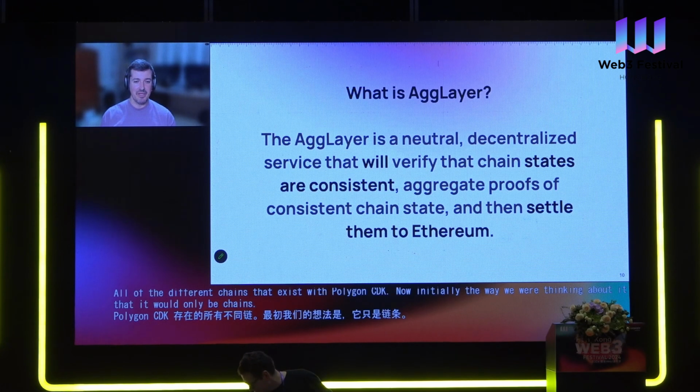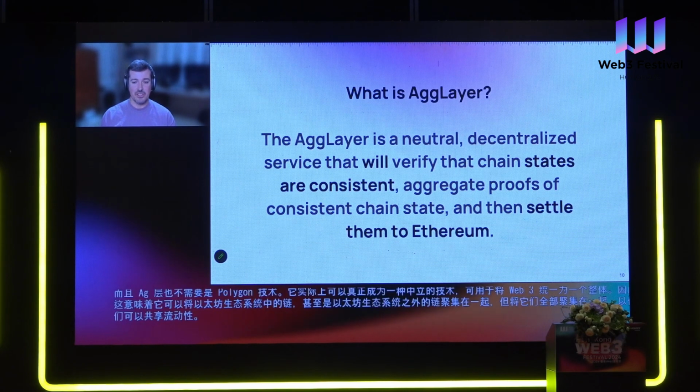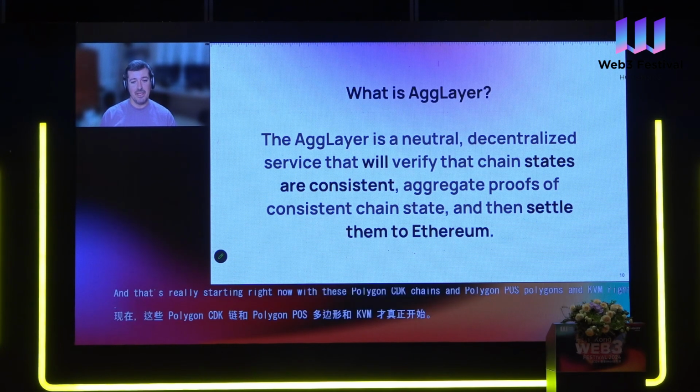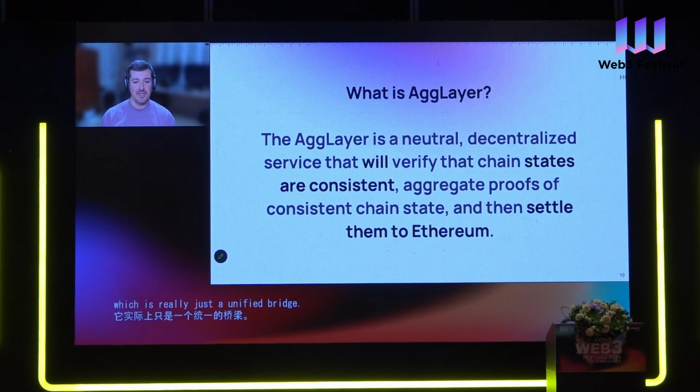So this means that it can bring together chains that are in the Ethereum ecosystem, even chains outside of the Ethereum ecosystem, so that they can share that liquidity. And that's really starting right now with these Polygon CDK chains and Polygon POS, Polygon ZKVM. Right now, we have an initial early component of the AG layer live, which is really just a unified bridge. That unified bridge right now has Polygon ZKVM on it, A-Star ZKVM on it, and a couple others as well. And it's going to have several more joining soon.